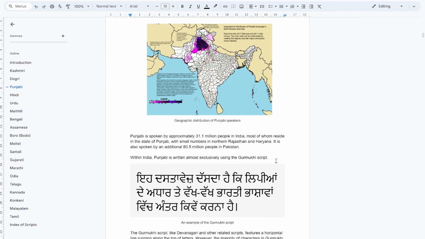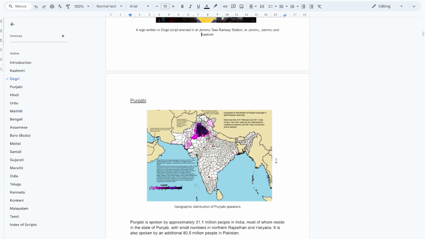Next, we move on to a language that is very useful for GeoGuessr purposes, which is Punjabi. Punjabi is spoken by about 30 million people. Those people reside in the state of Punjab, with small numbers in northern Rajasthan and Haryana. It's also spoken by a bunch of people in Pakistan, but because Pakistan doesn't have very much coverage, all of the Punjabi that you're going to see written on signs will be in India for GeoGuessr purposes.